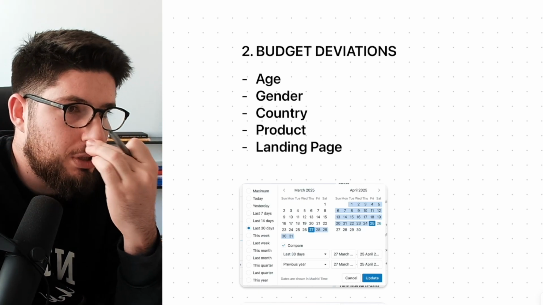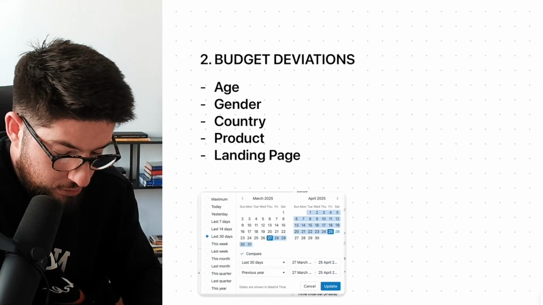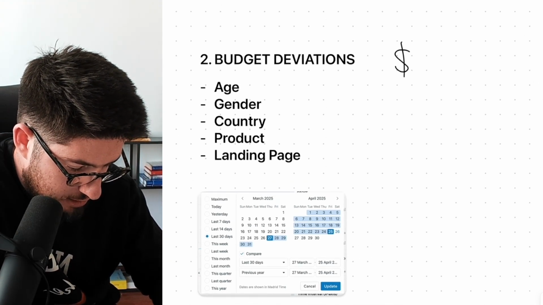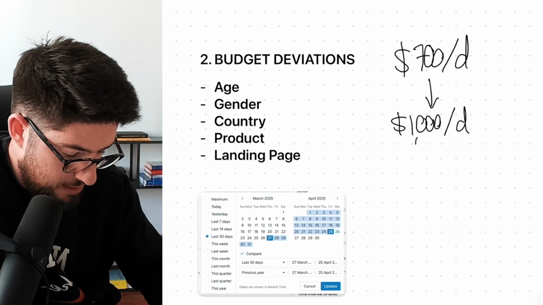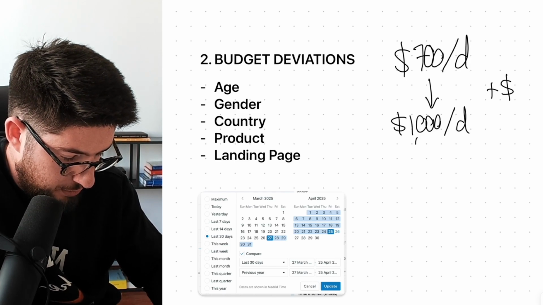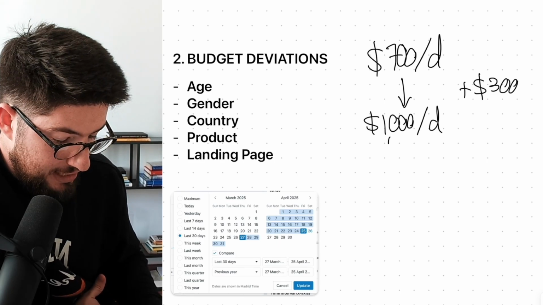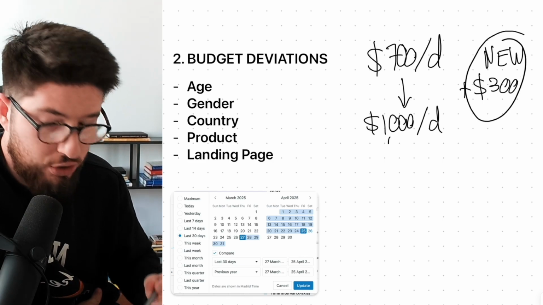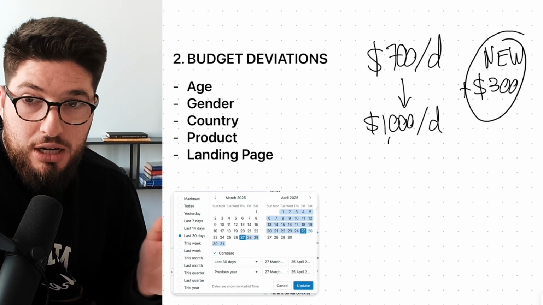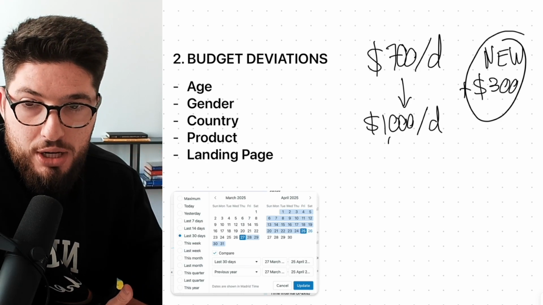Budget deviations. This is a very important one. So essentially, let's do it with an example. Imagine you're spending $700 per day and you go to $1,000 per day. So this is plus 300. Now, it could be the case that this new 300 goes to the right audience, but it can also be the case that Facebook starts delivering budget to random audiences.